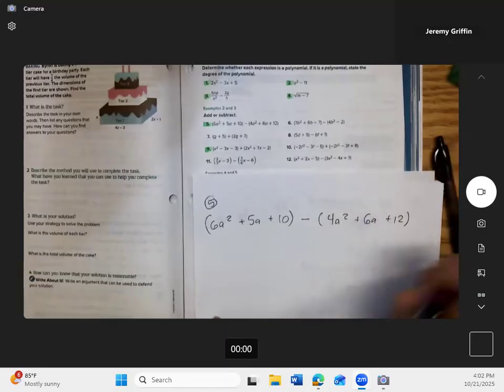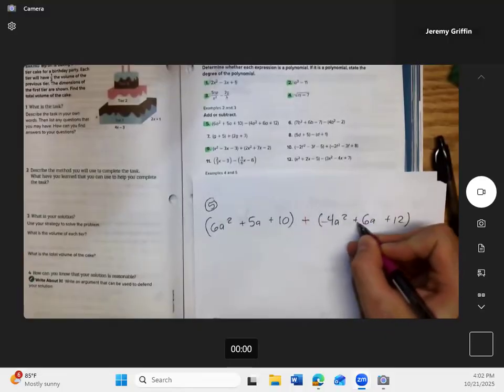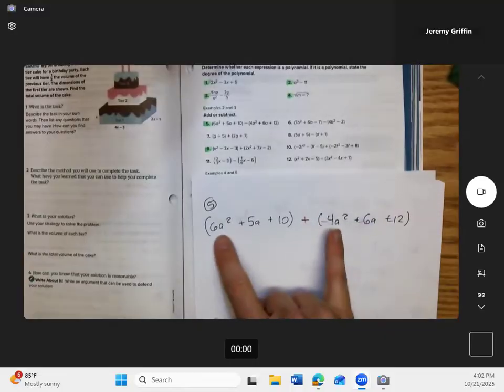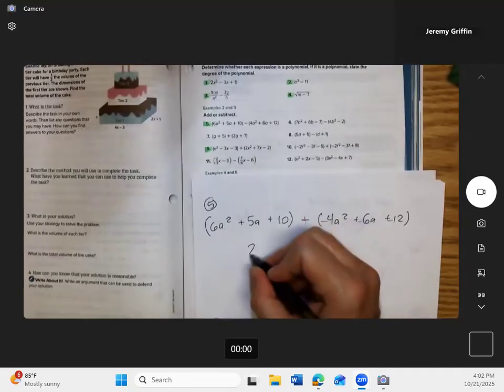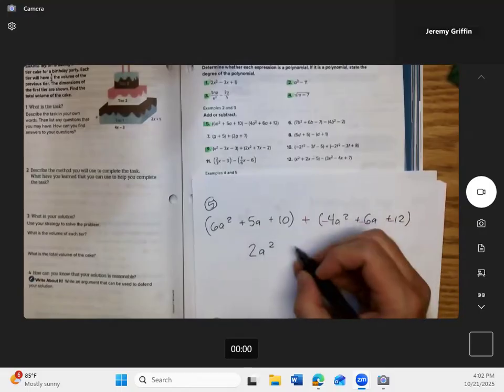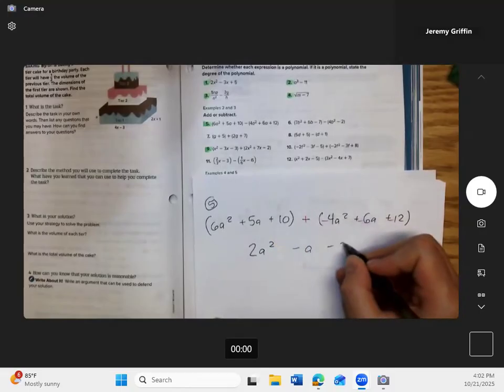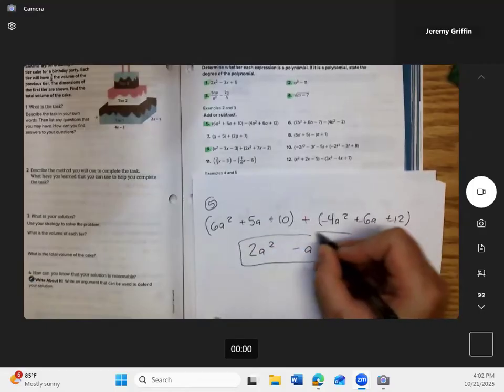And another way to think of this is you could distribute this negative. So if I want to, I could do plus, minus, minus, minus. So what's 6a squared minus 4a squared? That would be 2a squared. What's 5a minus 6a? Well, that would be negative a. And what's 10 minus 12? That'd be minus 2. Boom, done.